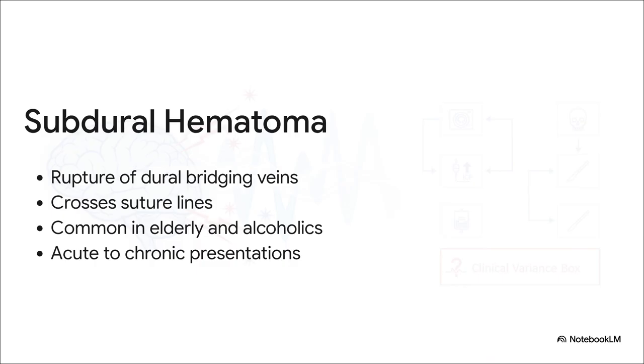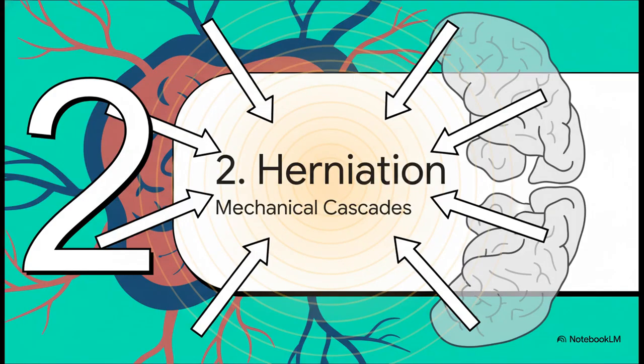And because it's a slower venous bleed, presentations can be all over the map, from acute to a really subtle subacute or chronic decline over days or sometimes even weeks. Moving right along to part 2, mechanical cascades and herniation cinematics.